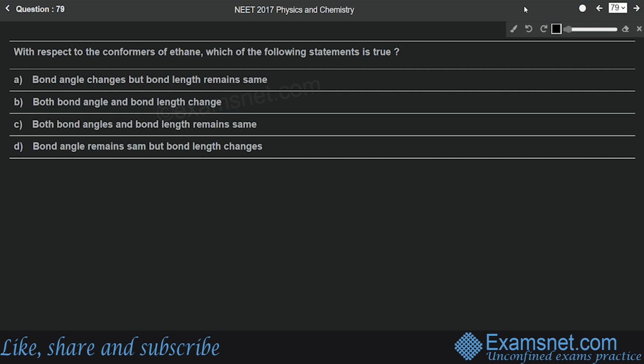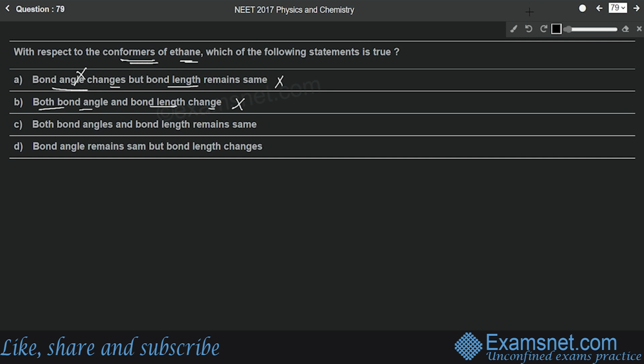Question number 79 is from the chapter hydrocarbons, and the question is, with respect to conformers of ethane, which of the following statements is true? Option A, bond angle changes but bond length remains same. No, conformation does not change the bond angle or bond length. So both remain same. Bond angle does not change, so this is not true. Second one is both bond angle and bond length change. This is also incorrect because they do not change.